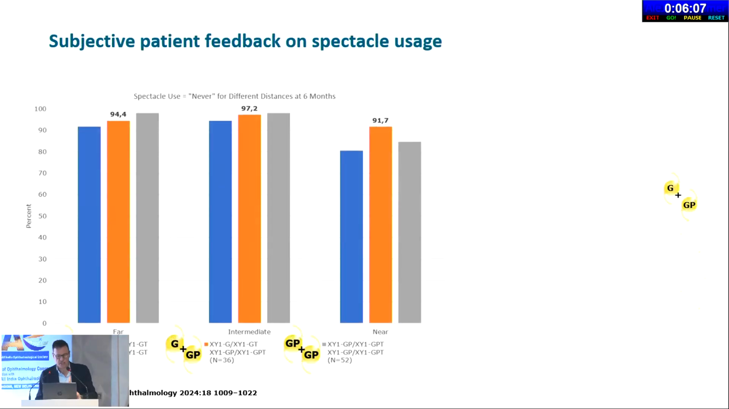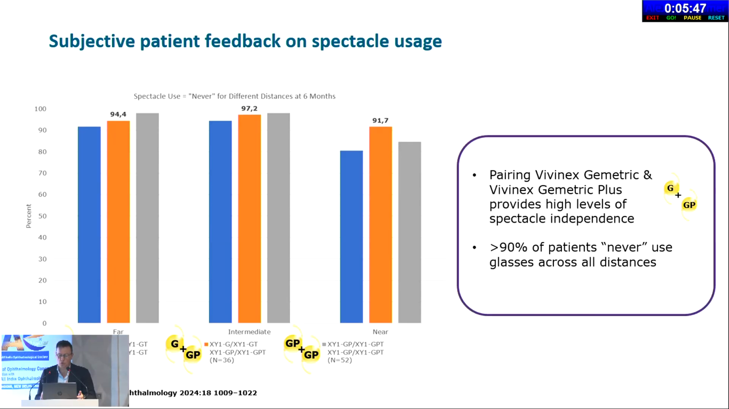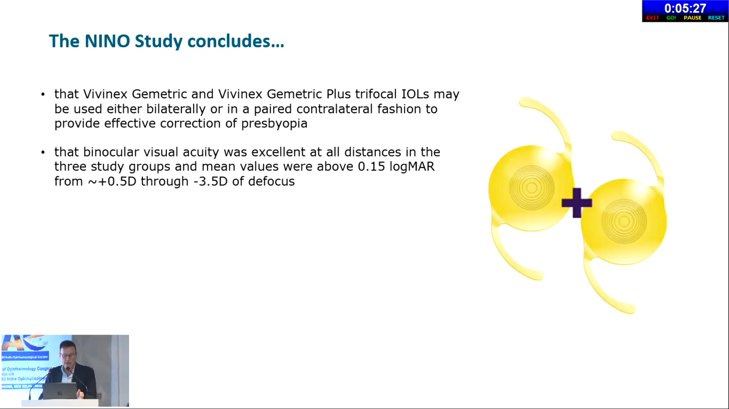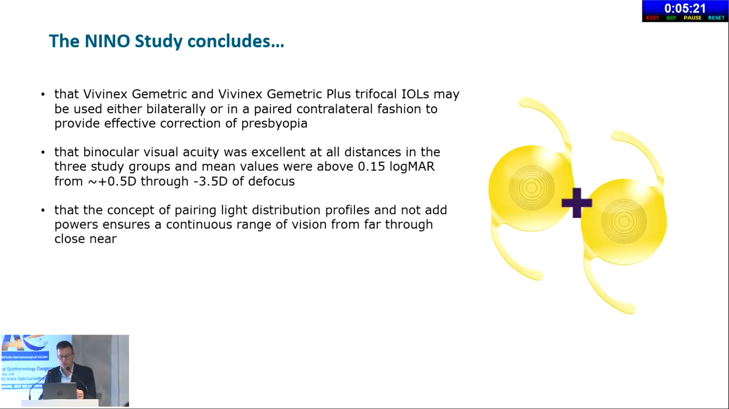So when combined, you can see here the patient feedback on spectacle usage. When you pair the geometric and the geometric plus, 94.4% are spectacle free for distance, 97% for intermediate, and almost 92% for near. Impressive figures: more than 90% of patients never use glasses at any distance. So what is the conclusion of this study? That pairing those both lenses may be used either bilaterally or in a paired contralateral fashion to provide effective correction of presbyopia. The mean values were 0.15 logMAR with a defocus curve from plus 0.5 to minus 3.5.